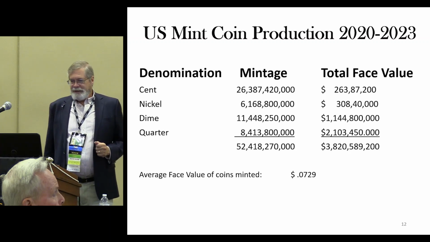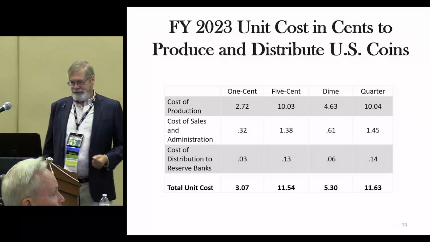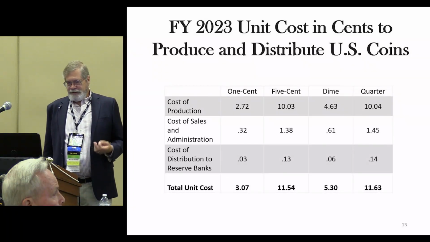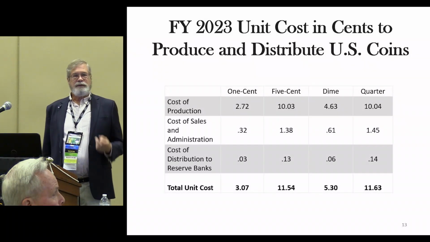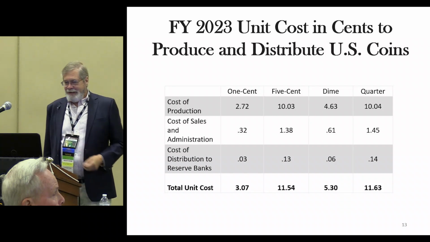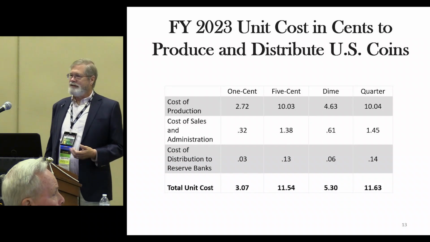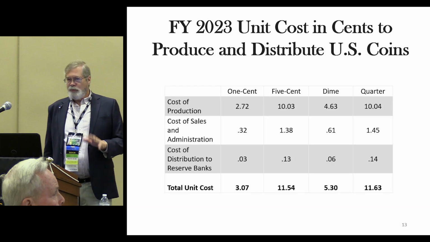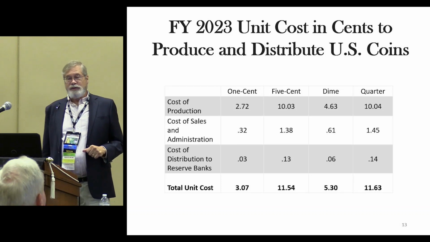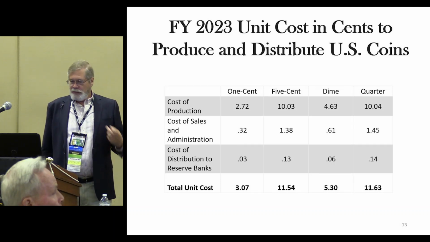Well, let's take a look at what it costs to make coins nowadays. The cost of production for a cent is 3 cents. It costs over 3 cents to mint each cent. It costs 11.5 cents to mint each nickel. So basically they both cost more than twice, and in the case of the cent more than 3 times, the face value of the coin.